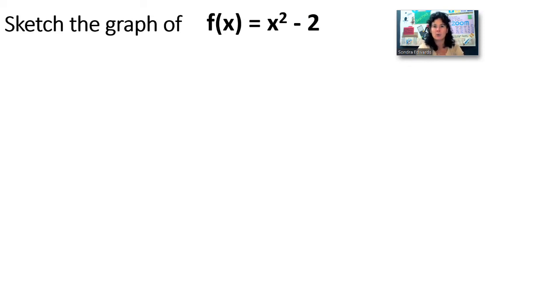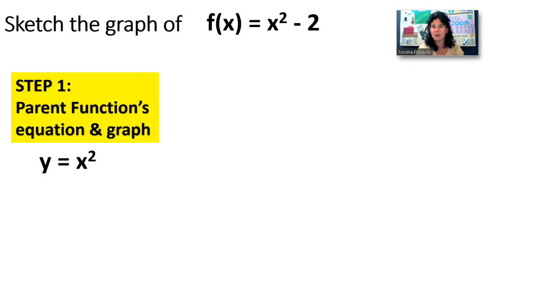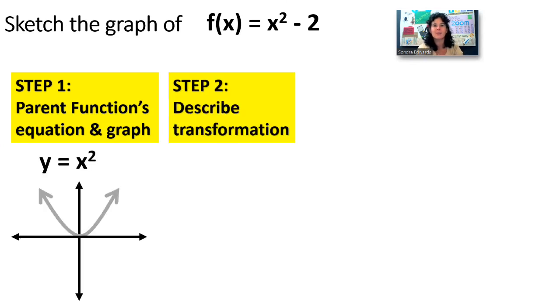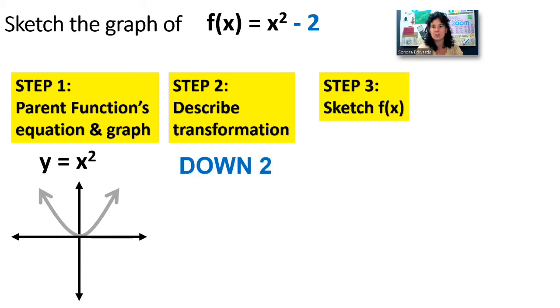Y equals x squared minus 2 comes from the parent function y equals x squared. Minus 2 outside of parentheses, we're going to move it down 2. So if I grab that y equals x squared and drag it down 2, there we have the graph of y equals x squared minus 2.